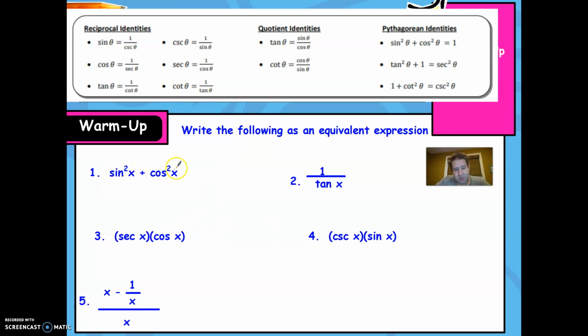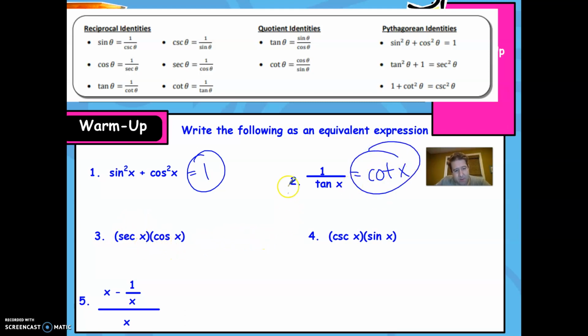Sine squared of x plus cosine squared of x, well, that's this Pythagorean identity right here. The answer is 1. 1 over tangent of x, so 1 over tangent of x right here. So reciprocal identities tells us that's cotangent of x.